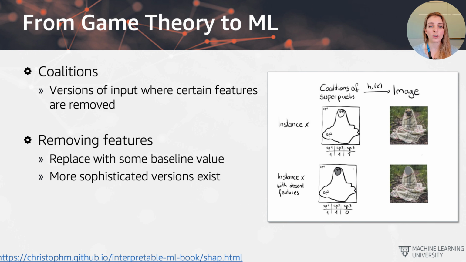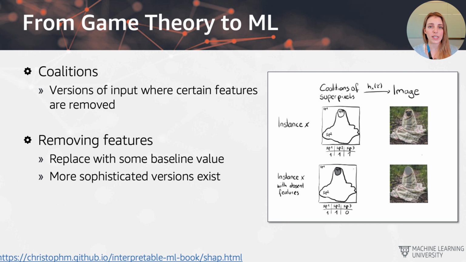And coalitions are going to be the different versions of inputs where certain features are removed. So you could train a model with 10 features, with 15 features, different combinations of the features as well. And removing features is actually quite difficult to do in machine learning, because once you train a model, that particular value is going to be expected to be part of the input feature set. So dropping off players or removing players from the set that you want to analyze is going to be hard.